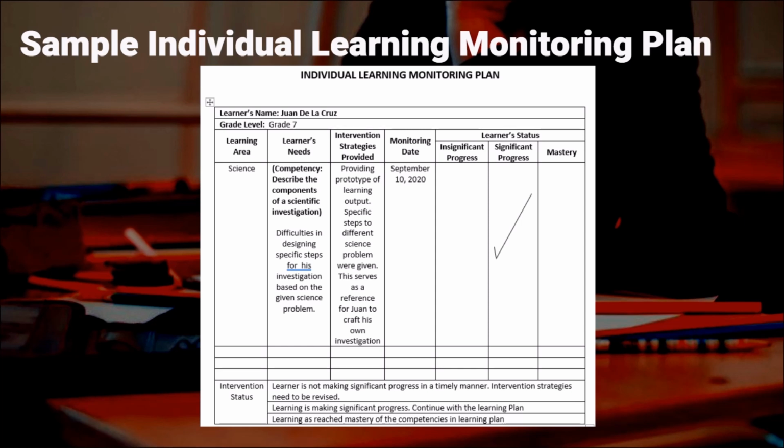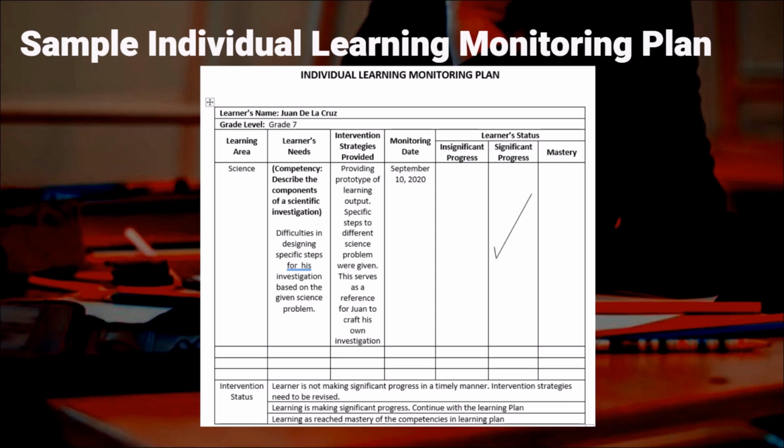As you can see, we are very specific in this part. And then what strategy did we create? We patterned our strategy on the issuance of Undersecretary San Antonio. So we provided a prototype of learning output, specific steps to different science problems given. This serves as a reference for him to craft his own investigation.